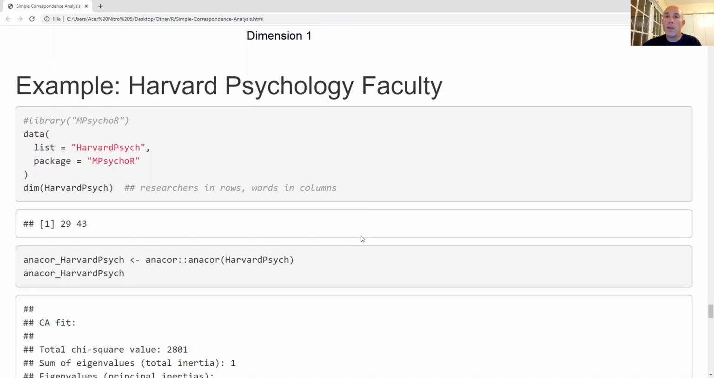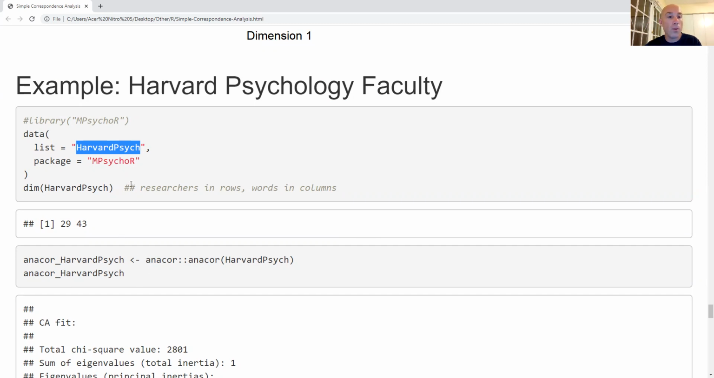All right, so let's kick it up a notch. Let's make this just a little bit more interesting. What we're going to do is take the research profiles of a bunch of Harvard psychologists and do text analytics. We're going to get a bag of words model to get a document term matrix. Then we're going to do the correspondence analysis on the document term matrix.